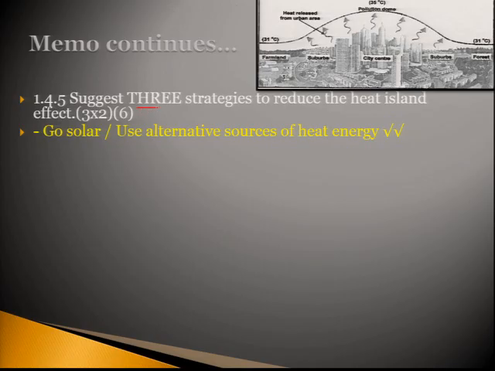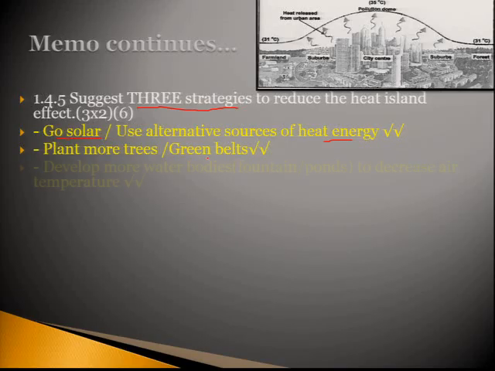1.4.5 suggests 3 strategies to reduce this heat within the city center. What is it that we can do? Number 1, let's go solar, or use alternative sources of heat. So if our learners say, normally they say solar energy, then it's fine. Then we go solar or use alternative sources of heat, give 2 marks. The second thing, we must plant trees, or the others will say the green belt, so that they absorb your carbon dioxide and they give you the oxygen in cooling the city.